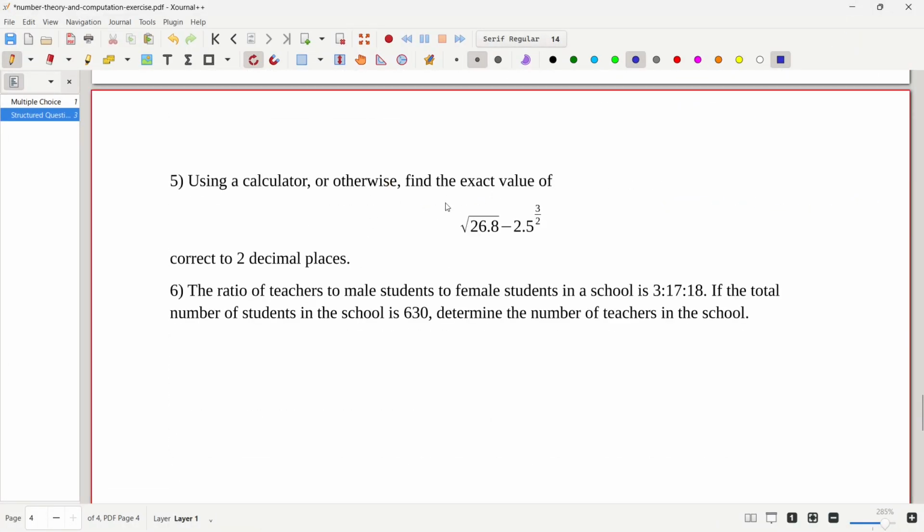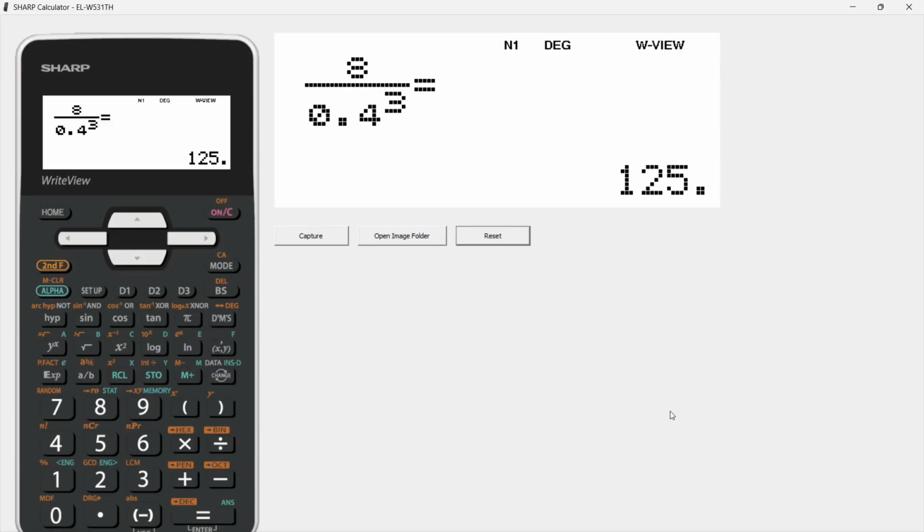Using a calculator, otherwise find the exact value of this. All right, I can use my calculator again to give me the exact value of this. It's not going to be difficult or challenging. I have done all of these here for you so far. Back to the right view again. Let me show you how it's done on this right view.